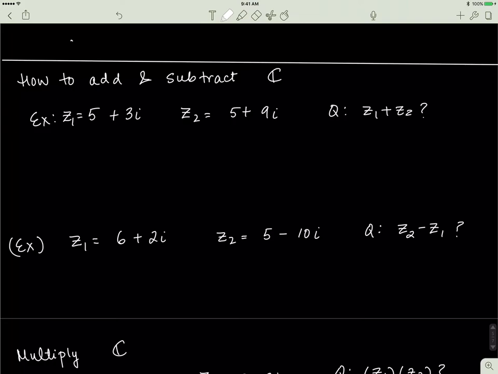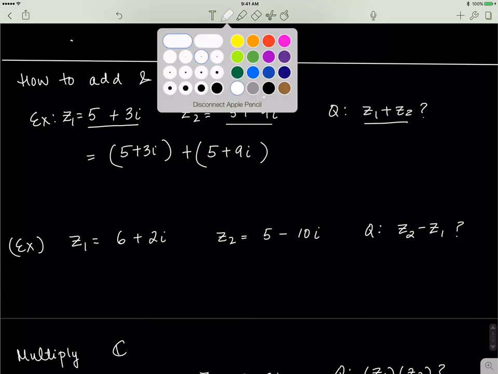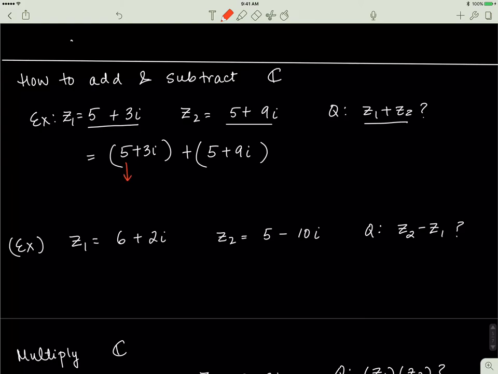If I want to add this complex number with this complex number, then this is what I do. z1 plus z2 is 5 plus 3i plus 5 plus 9i. So think of the real numbers as apples. And I really can't draw apples, but here's something that looks like an apple. And think of the imaginary numbers like oranges. So you can add apples and apples, you can add oranges and oranges, but you can't add an apple and an orange. What's 5 apples plus 3 oranges? Doesn't make sense, right?